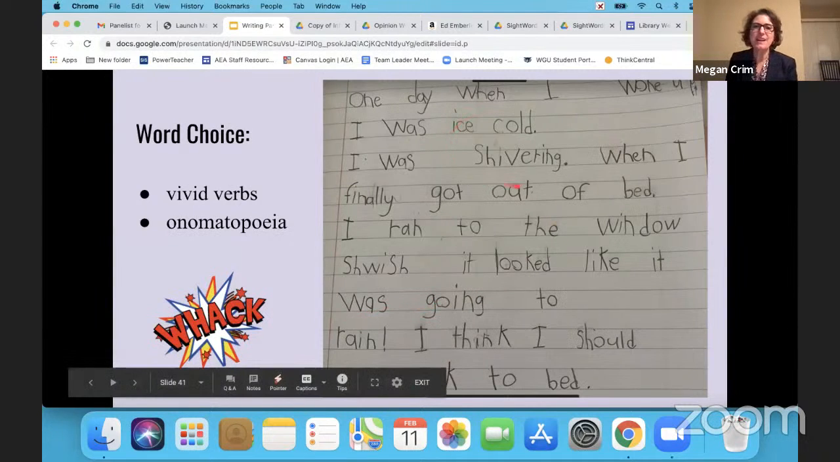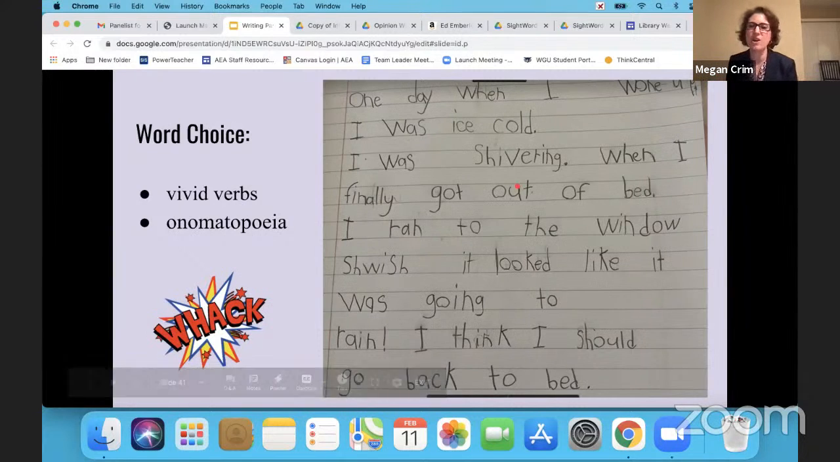But shivering is a great word choice. We, as the reader, can all picture that in our head. And she could have just said, I was cold. And that's fine, but shivering gives us a lot of information.